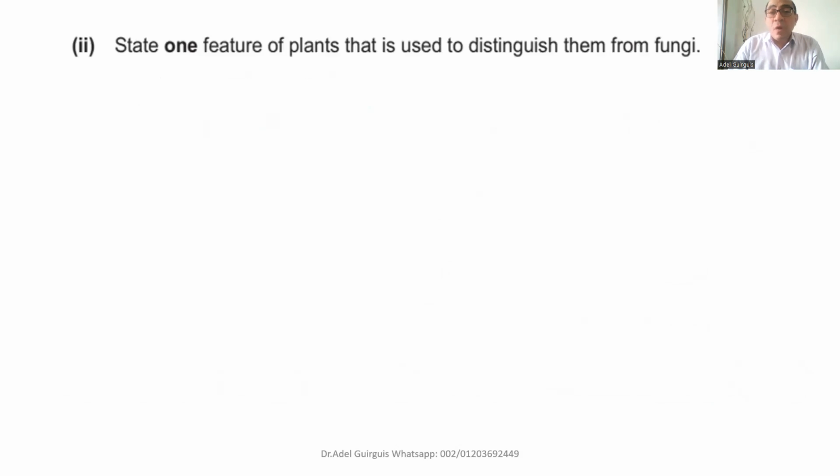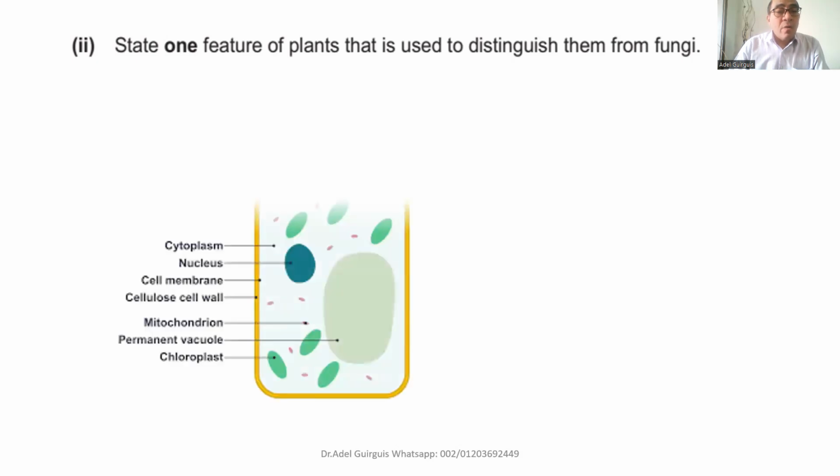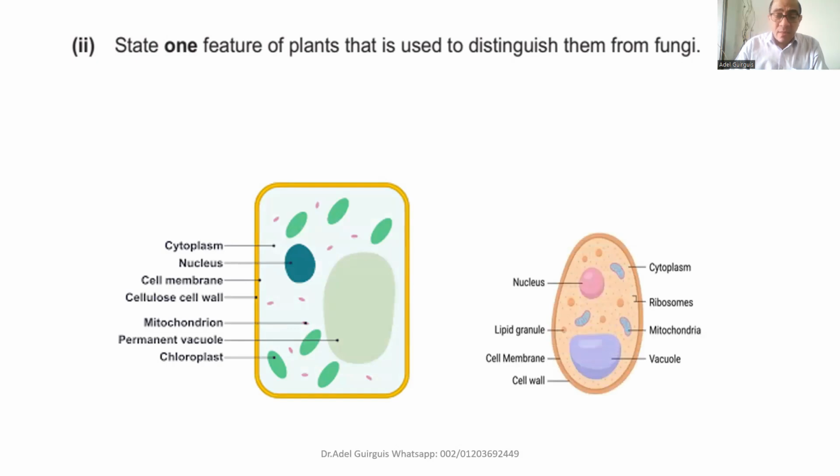State one feature of plants that is used to distinguish them from fungi. Okay, look firstly at the plant cell and the fungal cell like yeast. As you know, yeast is a unicellular fungus. What are the differences between these two types of cells? Look, the plant cell contains chloroplast, while the fungal cell is without chloroplast.